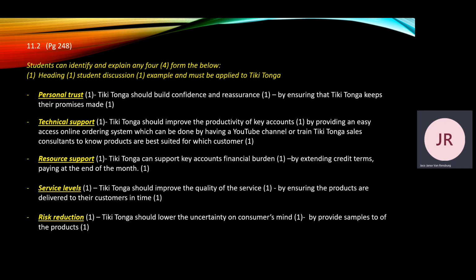Resource support. Maybe ensuring that you support them financially. They only have to start paying the 3rd month. Maybe the credit line extension is 90 days and not 60 days. Different service levels. Help them when they run promotions. Have somebody from the company be present. Do presentations on the different products. Assist with their marketing, for instance.